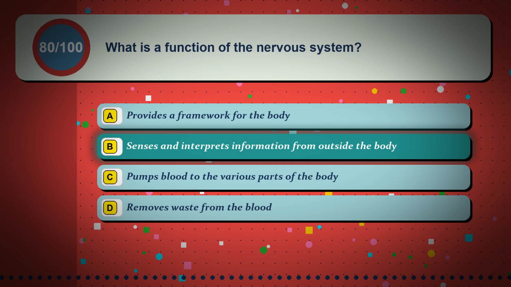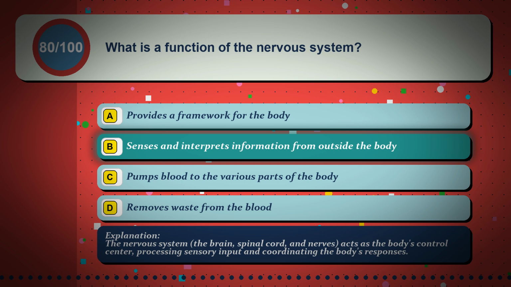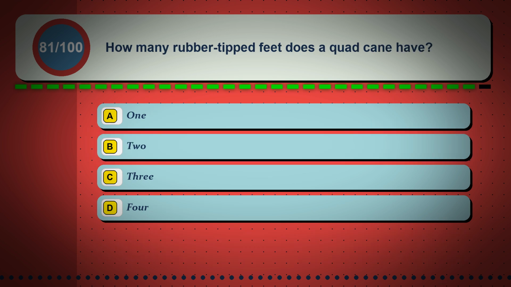The correct answer is option B, senses and interprets information from outside the body. The nervous system, the brain, spinal cord, and nerves, acts as the body's control center, processing sensory input and coordinating the body's responses. Question 81.